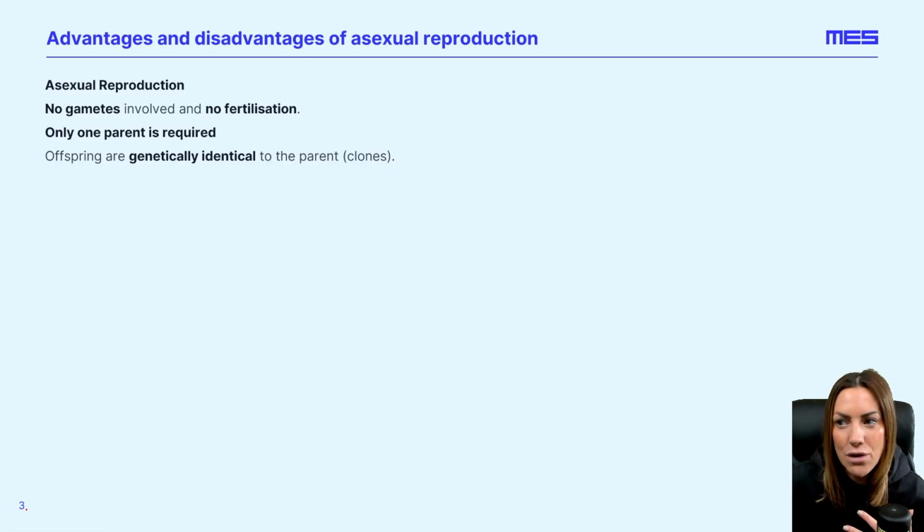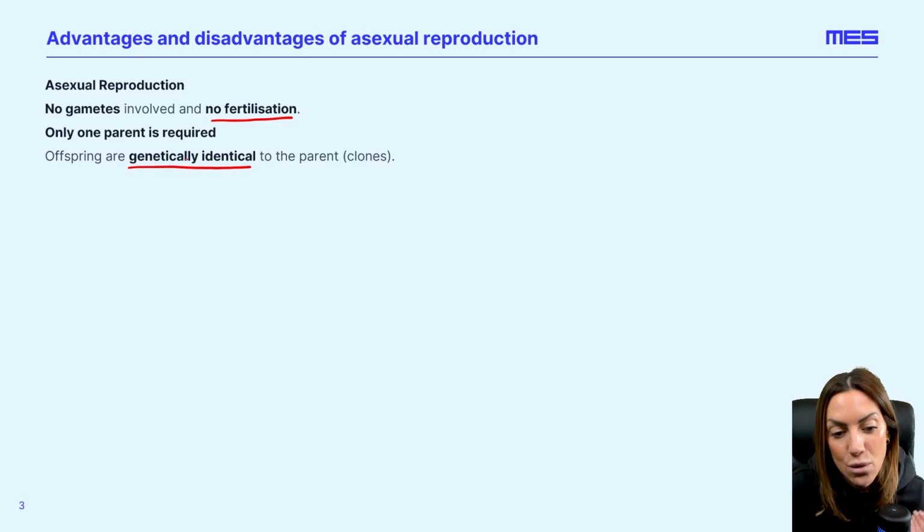With asexual reproduction, there's no gametes involved, so there's no fertilization and no meiosis, because meiosis only makes gametes. There's no gametes involved, no fusion of gametes. Only one parent is required, and this means the offspring are getting all of their DNA from just one parent, which means the offspring will be genetically identical to that parent and also to each other if they're coming from the same parent. So the offspring will be genetically identical. We can use the term they'll be clones.